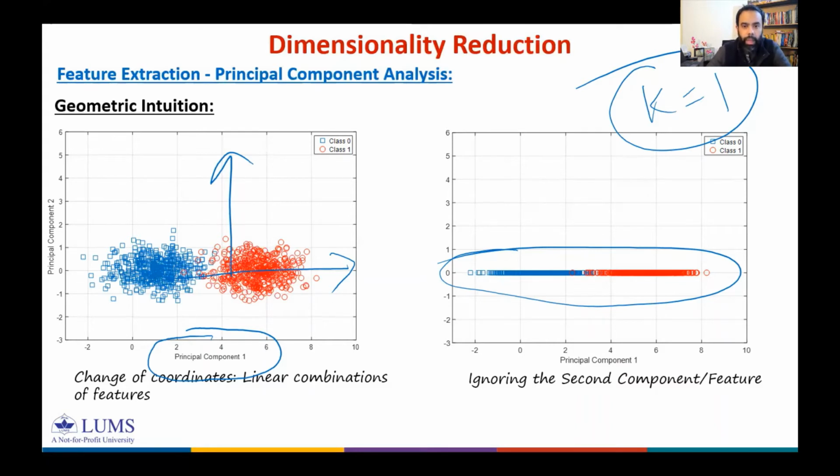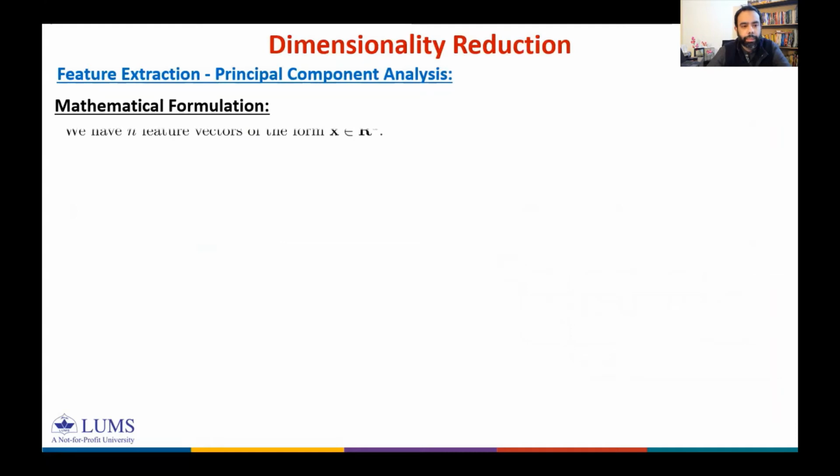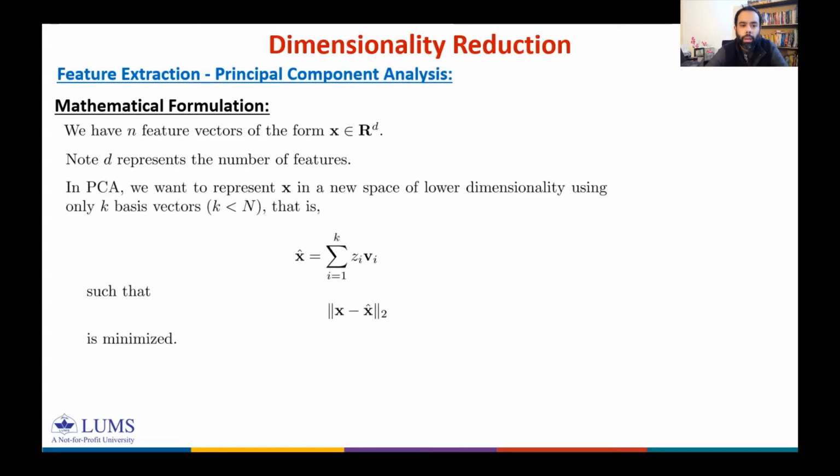Okay, let's mathematically formulate PCA. So we have n feature vectors of the form x in R^d, right? So we have n data points, and each data point is in d-dimensional space. So d represents the number of features and n is the number of data points. Mathematically, we want to represent x in the new space, in this rotated space of lower dimensionality, using only k bases.